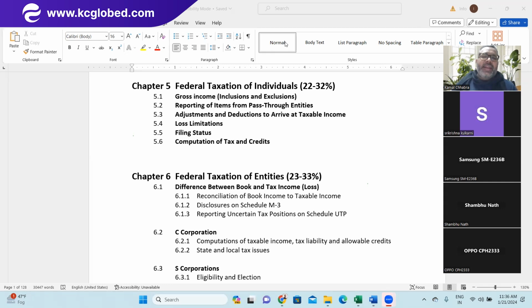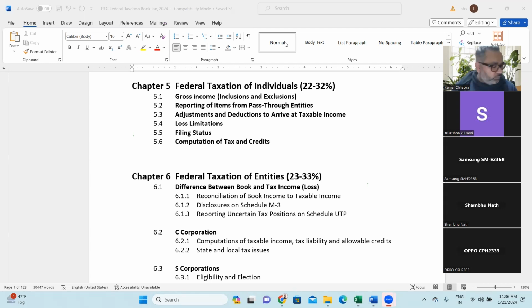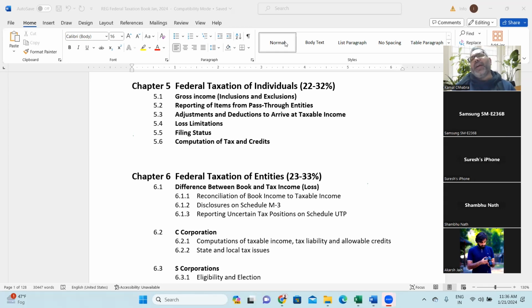Next one is adjustment and deduction to arrive at a taxable income. So there are two types of deduction. In India, if you see, how many of you file a tax return? You guys file your tax return? Yes, sir. Most of you file your tax return, right? Except a few candidates who are still studying.